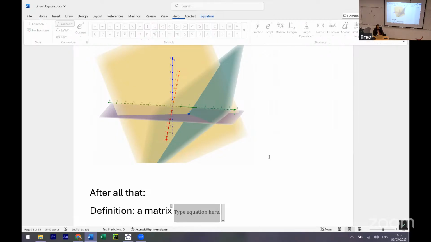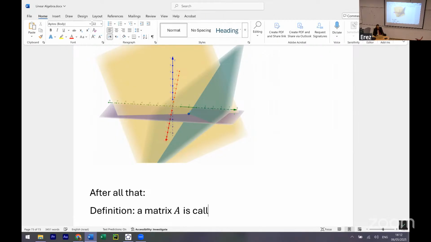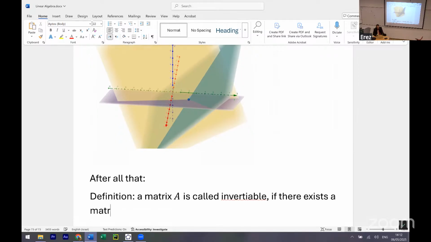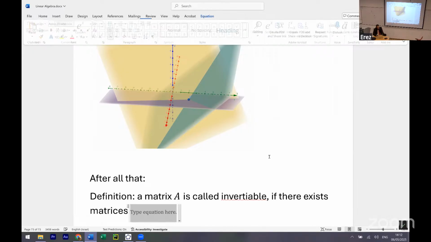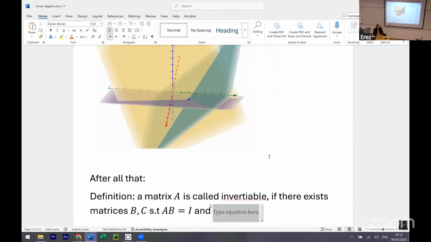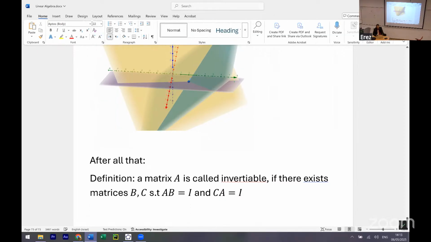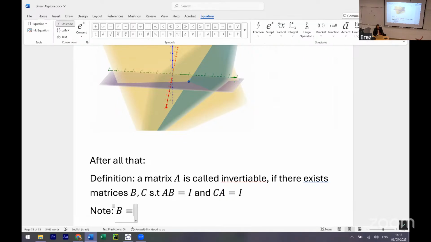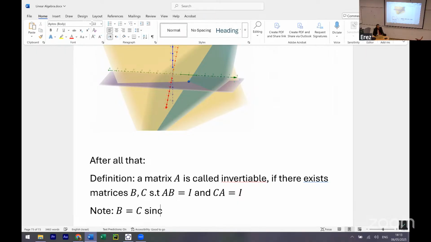Matrix A is called invertible if there exist matrices B and C such that AB is I and CA is I. And note, B must equal C, since, and it's a neat trick.